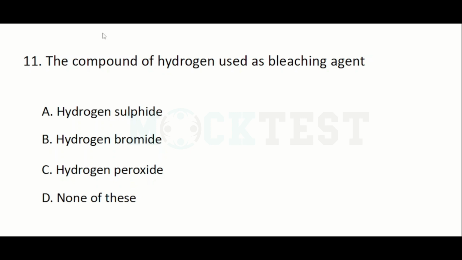The compound of hydrogen used as bleaching agent is? Option A hydrogen sulfide, Option B hydrogen bromide, Option C hydrogen peroxide, Option D none of these. Option C, hydrogen peroxide. The compound of hydrogen used as bleaching agent is hydrogen peroxide.